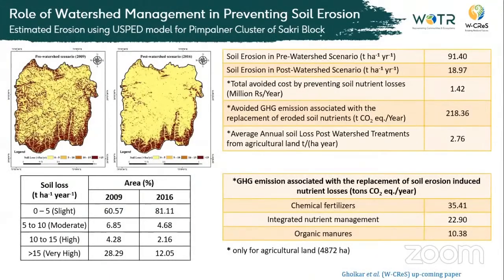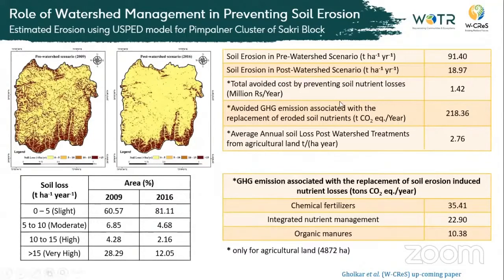The next one is the role of watershed in soil erosion prevention, where we can see the pre-watershed scenario and post-watershed scenario in the Sakri region. The soil erosion before watershed treatments was very high, and after watershed activities, the soil erosion is reduced drastically.